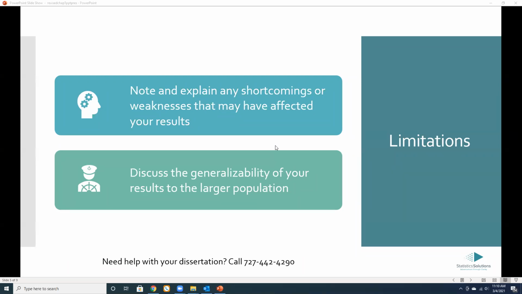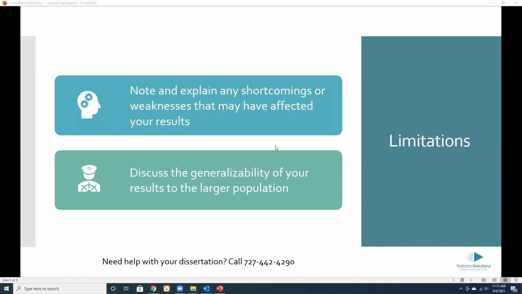So typical limitations, say for a quantitative study, would be low sample size. That's a big one because that affects the statistical certainty of your results. For qualitative, maybe you couldn't interview the people that you wanted to. You had to use a proxy population. So anything that may have affected your results would be listed and discussed in the limitations.